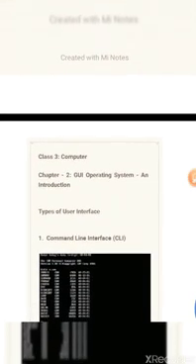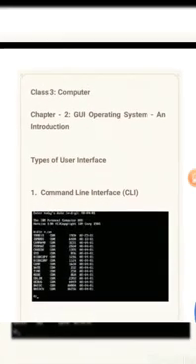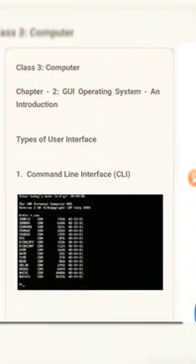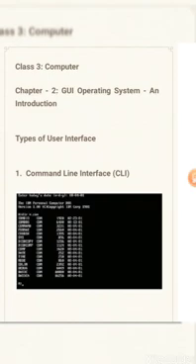Now let's learn about the types of user interface. There are two main types of user interface. Who is a user? The one who works on the computer. So there are two types of user interface. Number one is command line interface or CLI, and number two is graphical user interface or GUI.